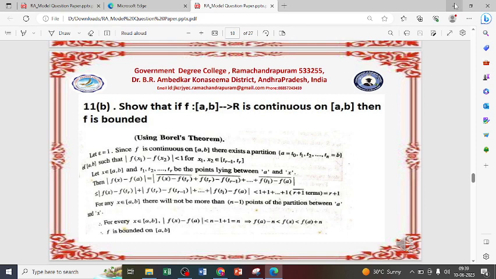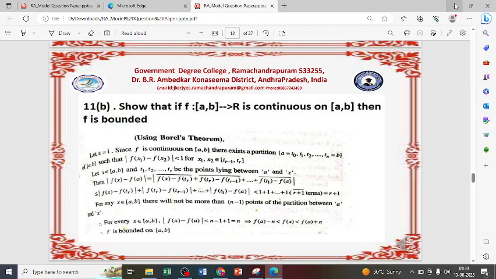11b question. Show that if f from the closed interval [a, b] to R is continuous on the closed interval [a, b], then f is bounded. So what is given here? A function is given. The domain of the function is the closed interval [a, b] and the codomain is the set of real numbers, and further it is a continuous function on [a, b], and we are asked to show that the function is bounded.